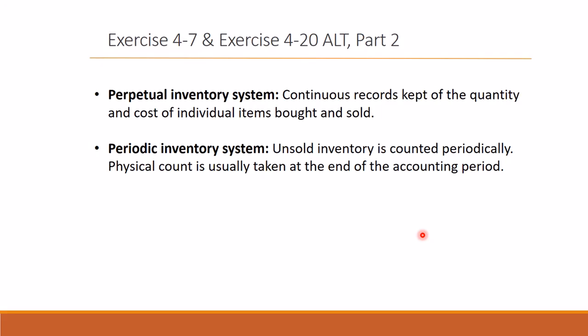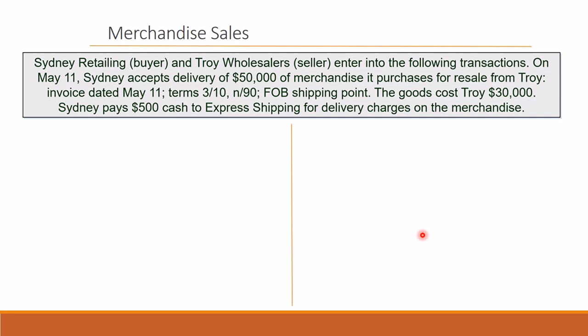In this video, we're going to look at different sales transactions and how they would be handled under both the periodic and perpetual inventory systems, so you can see the similarities and differences. And we're going to use part 2 of exercise 4.7 and 4.20 as an example. So we'll jump back into our scenario with Sydney and Troy.